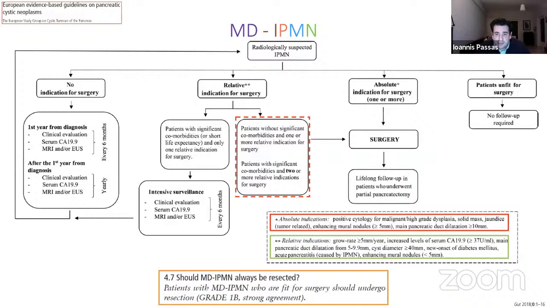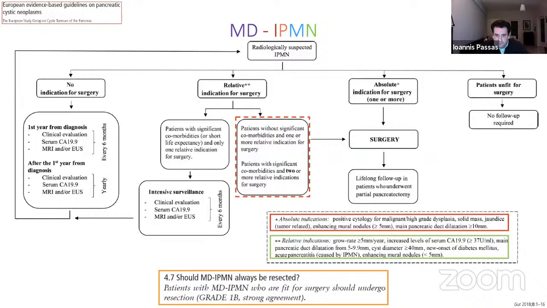The relative indications are a growth rate of 5 millimeters per year, an increased CA 19-9 in the blood serum, main pancreatic duct dilatation between 5 and 9 millimeters, a cyst diameter of 4 centimeters, new onset of diabetes, or IPMN-related pancreatitis. There, it's something that we need to put on a balance and decide, inform the patient. If the patient is willing to take the risk of surgery and is fit for surgery, should go for surgery. If not, we go for follow-up.